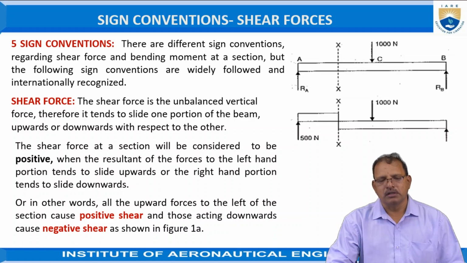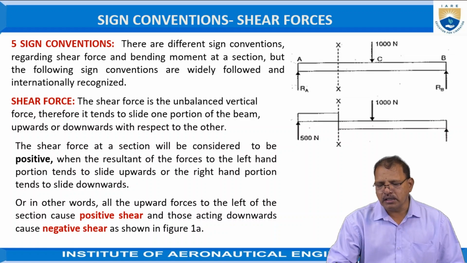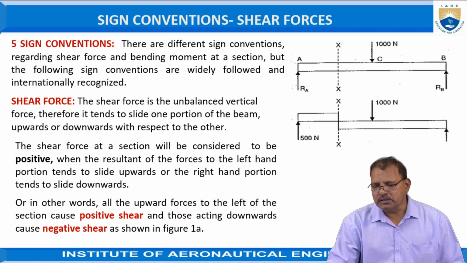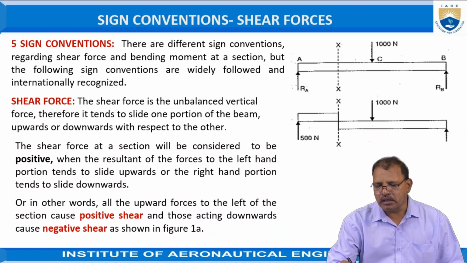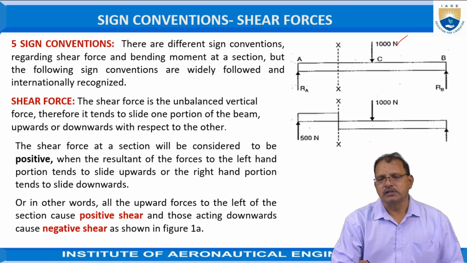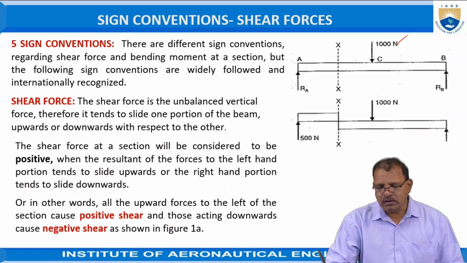The shear force is the unbalanced vertical force. Therefore, here I am taking a force. The beam is given, a simply supported beam having two supports A and B, as shown in the figure. Now it is subjected to a vertical load of 100 newtons at a point C. The effect of the force with respect to the section axis is that it acts in a downward direction. That means the effect on the beam, with respect to the axis, is that it tends to slide downward.